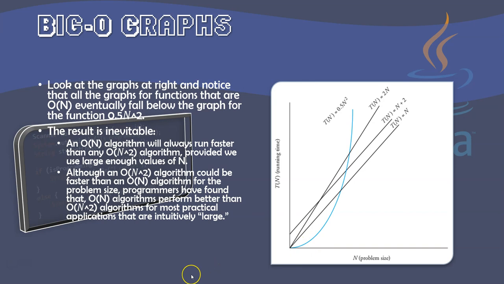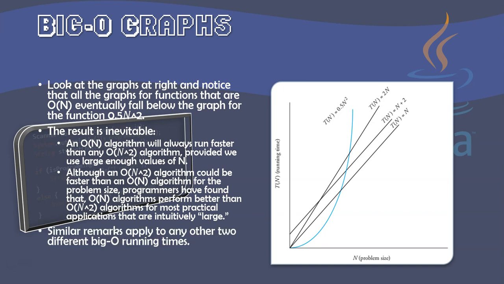Often you'll find that programmers have found that big O of n algorithms perform much better than big O of n squared algorithms for most practical applications that are intuitively pretty large. Like if you're only using, for example, 10 numbers, yeah, you may not notice it as much with an n squared algorithm, but if you have something that's big O of n, obviously you can see that there's some advantages as your data starts getting larger. If the data is smaller, it probably won't matter as much because, again, you're only using 10, so you're not having to account for quite as much data.